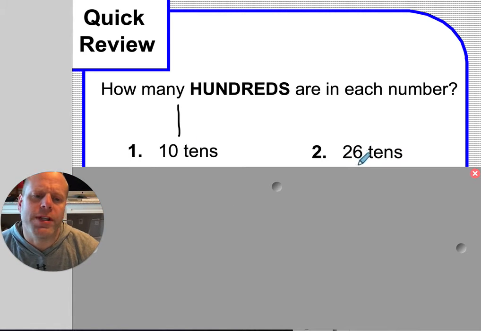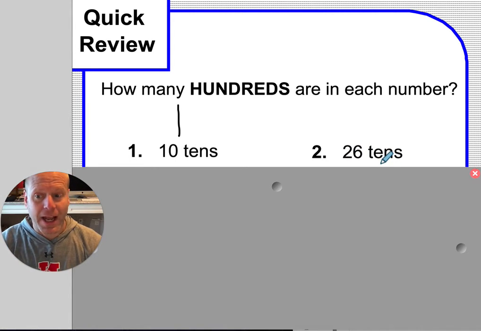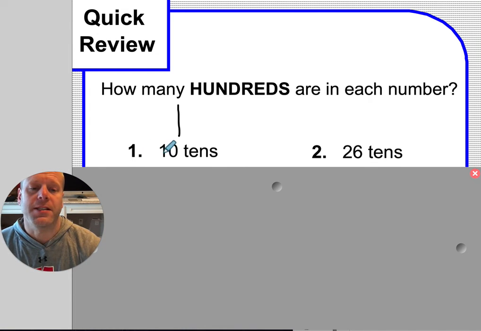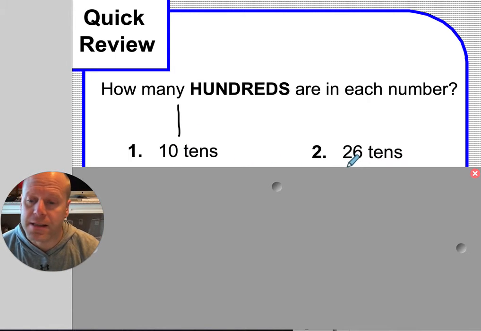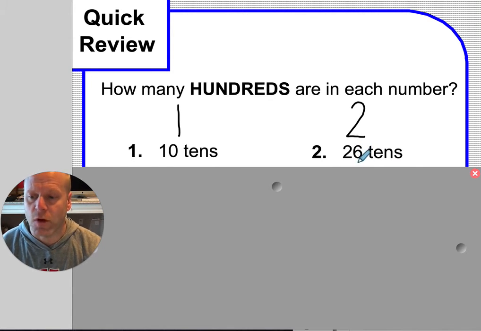How many hundreds would there be in 26 tens? Well, that's a lot to count. I'm not going to try to count all those tens. I have a different strategy. If I know 10 tens is 100, how many tens do I have in this? Well, I have 2 groups of 10 tens. So I'm going to have 2 hundreds in this number, and then I'm still going to have 6 tens left over. I didn't use them all up.